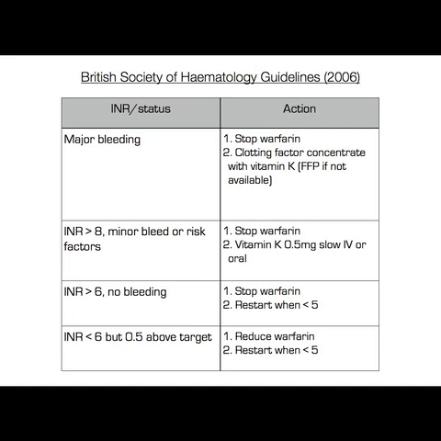In terms of dealing with aberrant INRs, the most recent guidelines from the British Society of Haematology are as follows. In the context of the INR being slightly high, so greater than 0.5 above the target but less than 6, you don't need to do anything. Simply perhaps reduce the dose of warfarin and restart at the normal dose when the INR has come down. In the context of a high INR but with no bleeding, you should stop the warfarin and restart when it's less than 5. If the INR is very high indeed, so greater than 8, or there is a minor bleed, you should consider stopping the warfarin and administering vitamin K.